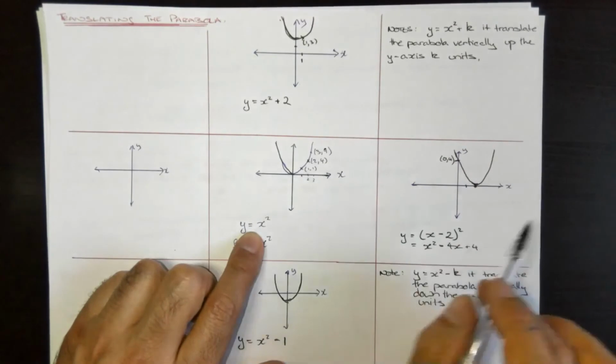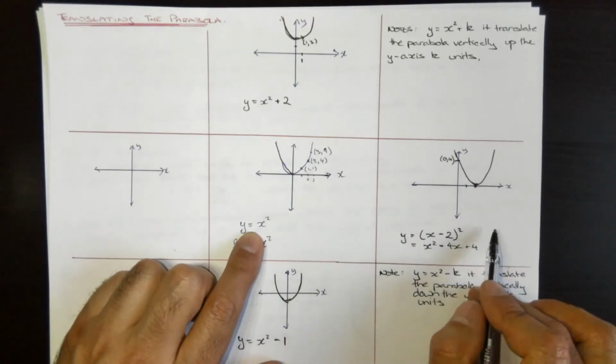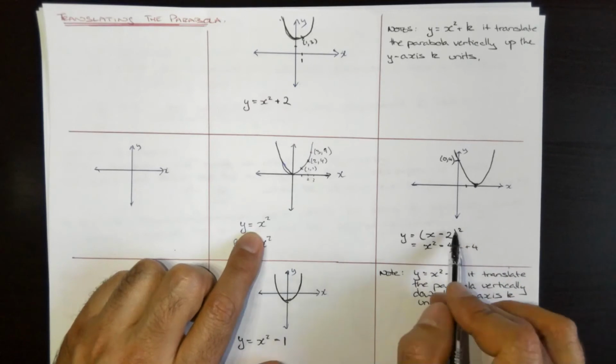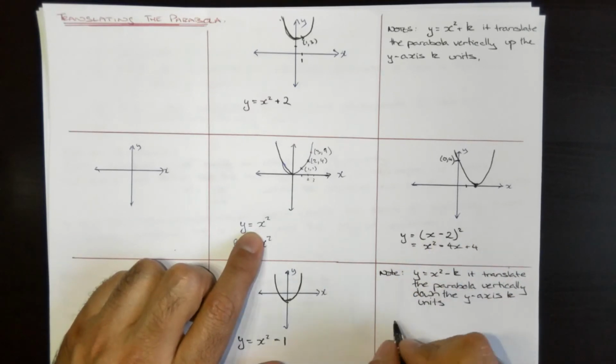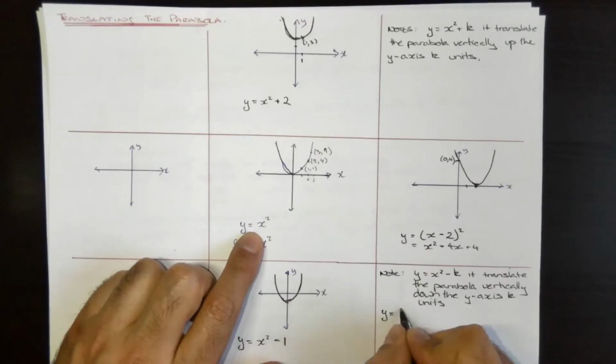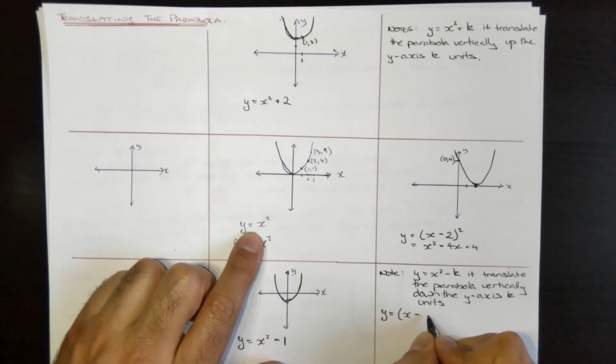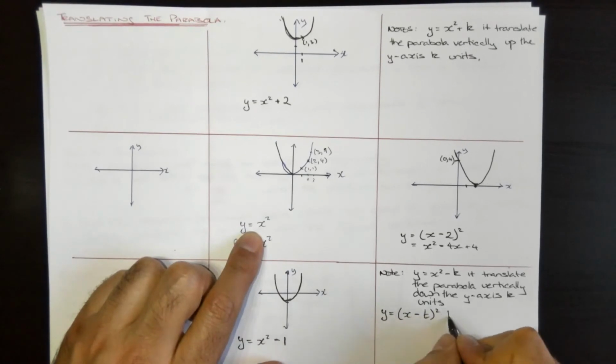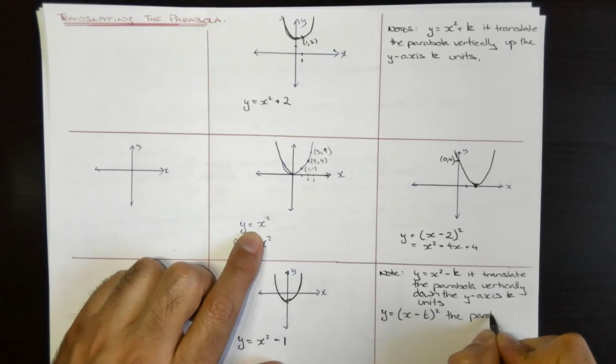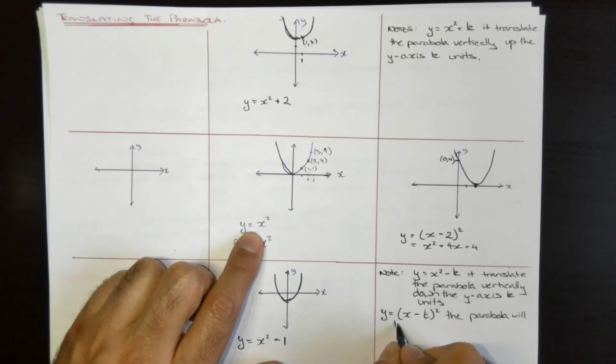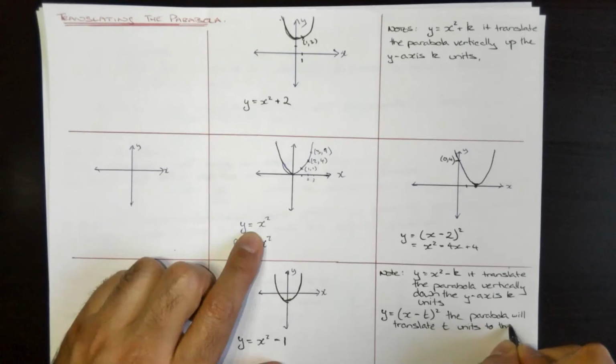It will translate it to the right if you have a negative here. So, for example, if you had y equals x minus t, all squared, the parabola will translate t units to the right on the x-axis.